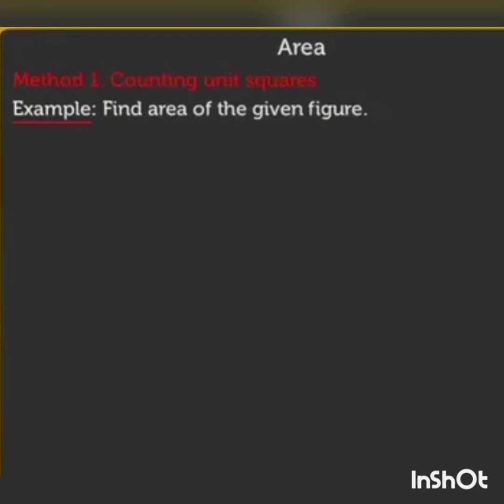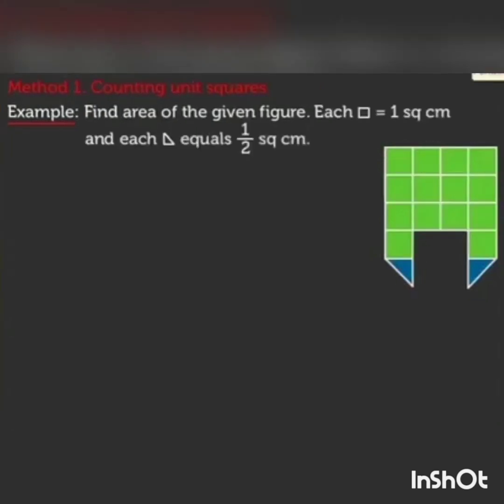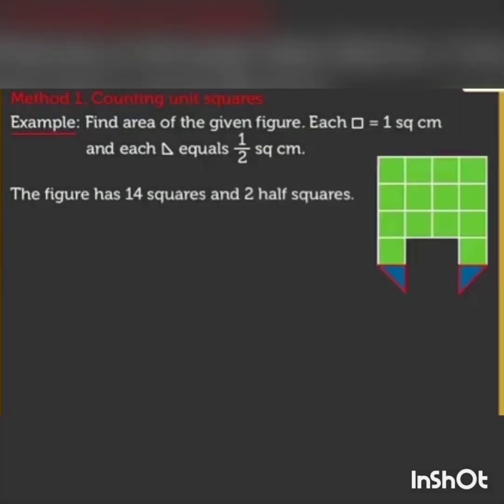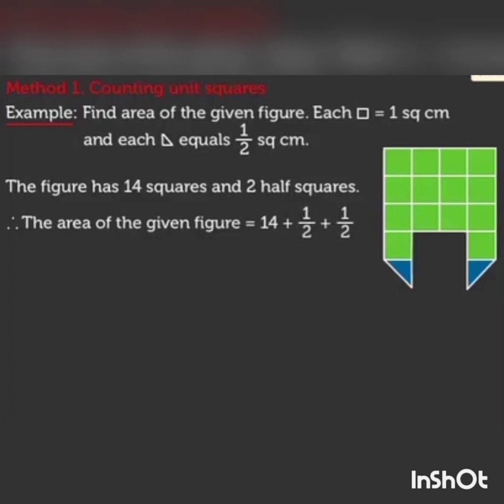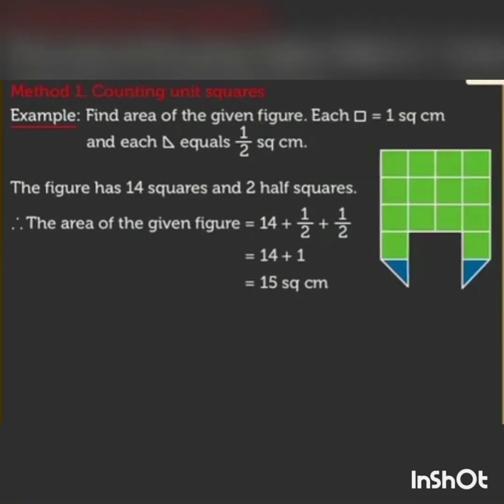Now let's find the area of the given figure. Look at this figure. Here each square is equal to 1 square centimeter and each half square is equal to half square centimeter. Thus, on counting, we get that the given figure has 14 squares and 2 half squares. Therefore, the area of the given figure is equal to 14 plus 1, which is equal to 15 square centimeters.